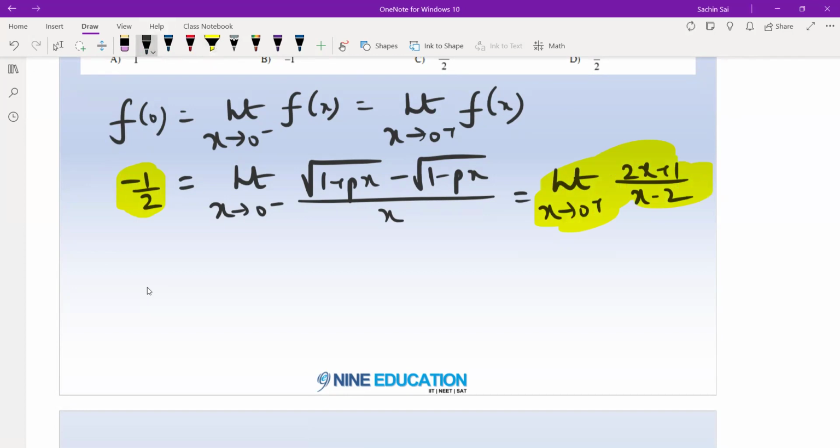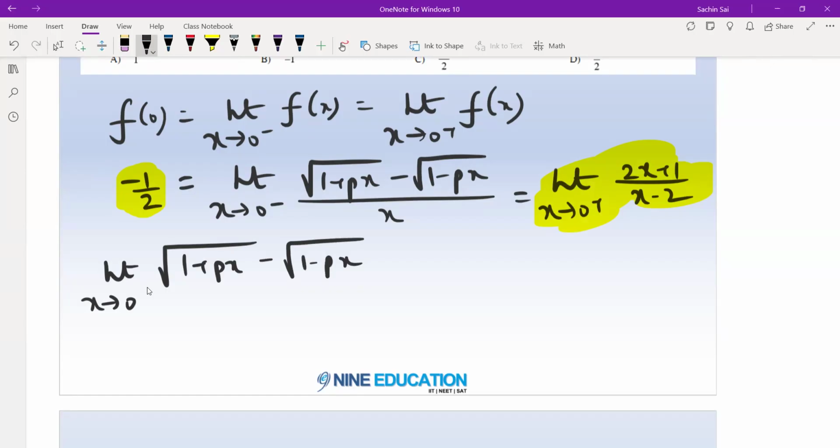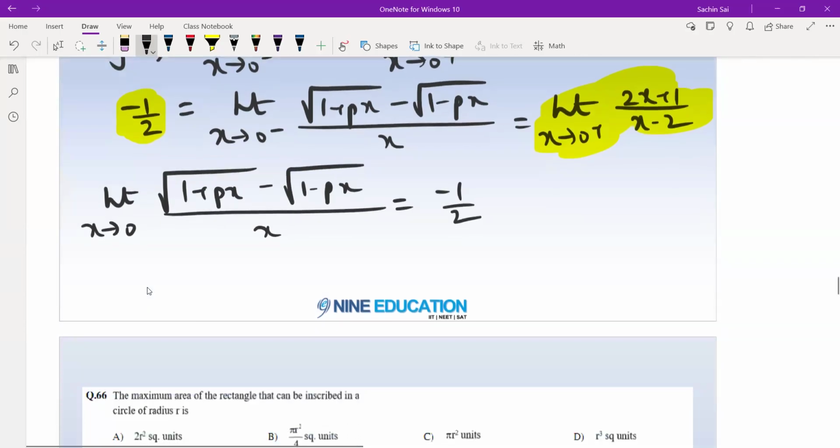So the necessary condition here is limit as x tends to 0, root over 1 plus px minus root over 1 minus px divided by x equals minus 1 by 2. Now on the left hand side, the limit is of the form 0 by 0. So you can use L'Hopital rule to evaluate it, although I would like to discuss an alternative also here. Using L'Hopital rule will also give you the answer. But what if you rationalize the numerator?